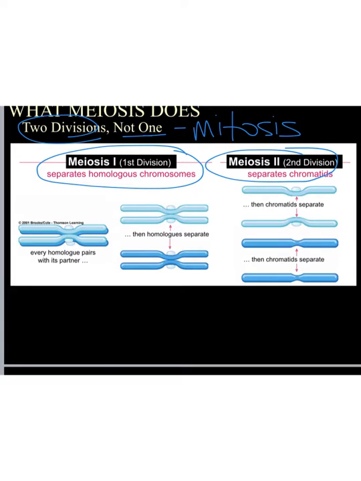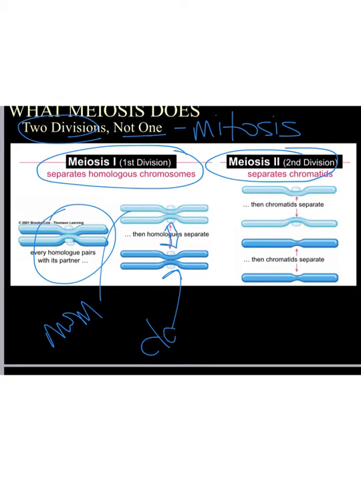So in meiosis, we start out with what are called homologous pairs, and we're going to walk through this in just one second. The first round of meiosis actually causes these homologous pairs to separate. So one homologous pair would come from mom, the other homologous pair would come from dad. So we'll walk through that in just one second.